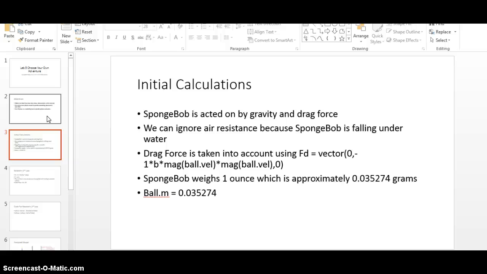As SpongeBob falls, he is acted on by the force of gravity and drag force. We can ignore air resistance here because SpongeBob is falling underwater, and therefore there is no air resistance that needs to be taken into account.